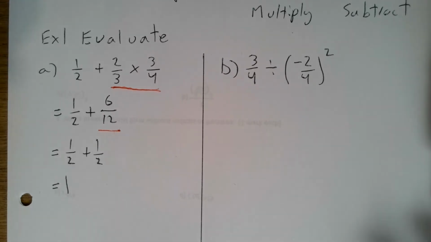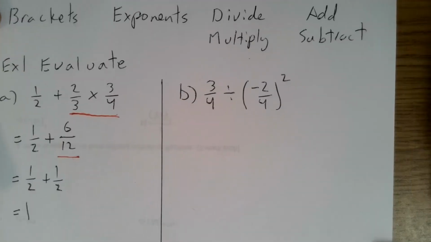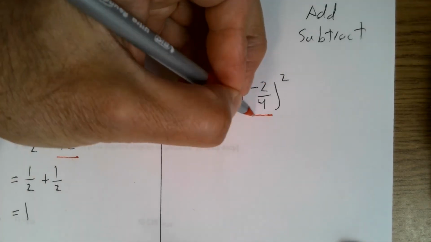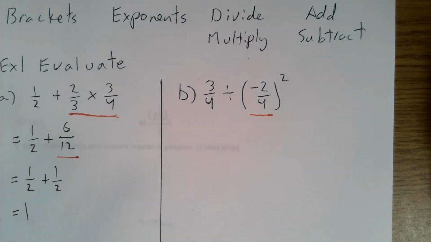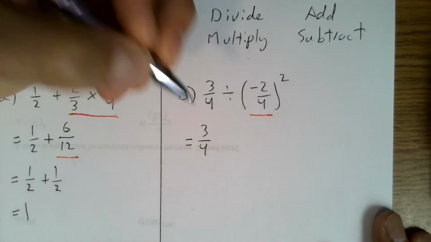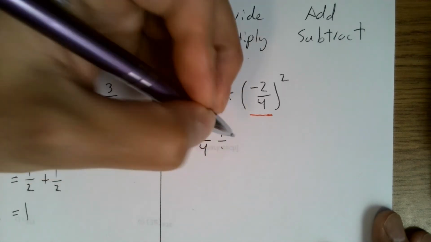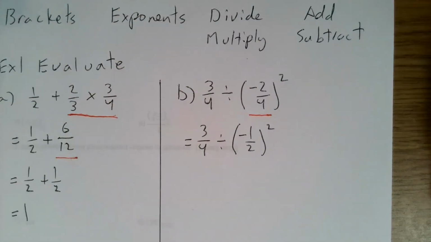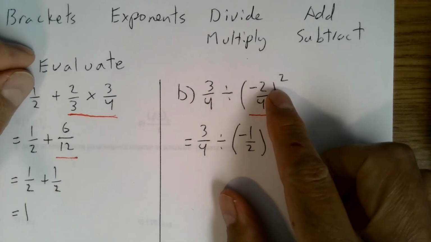Okay, let's have a look at B. This time we've got 3/4 divided by -2/4 squared. Well, inside the brackets here, there's actually something we can do. We can reduce that fraction. So let's do that first. So equals the line above, 3/4 divided by -1/2 squared. Notice I write everything exactly the same, except for in this case I just replaced -2/4 with -1/2.